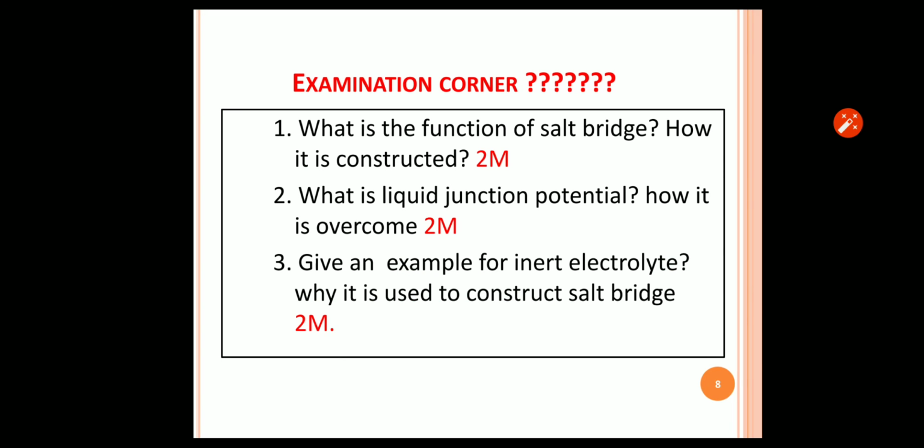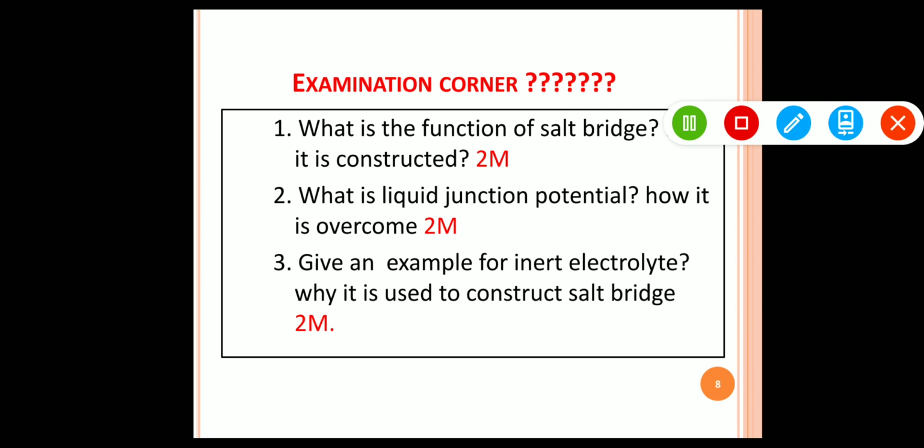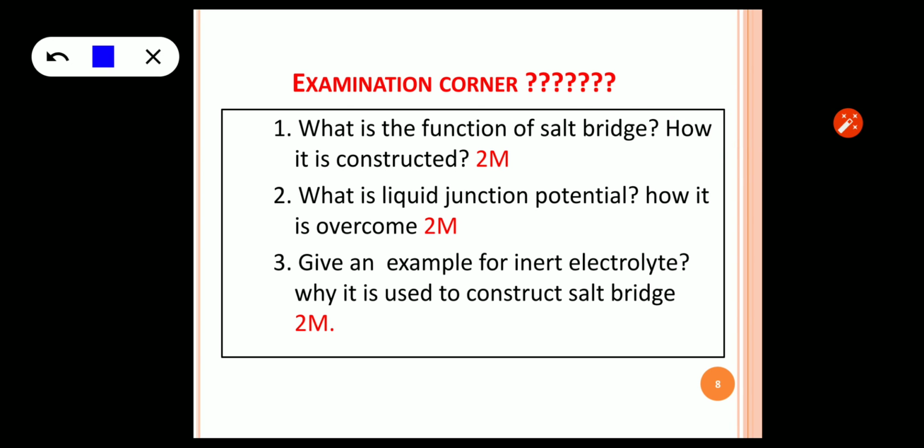So with this, these are the important questions asked in the examination. The first question is, what is a salt bridge? What is the function of the salt bridge? How is it constructed? Then what is a liquid junction potential? How is it overcome? Also, give an example of an inert electrolyte, and why is it used to construct the salt bridge.